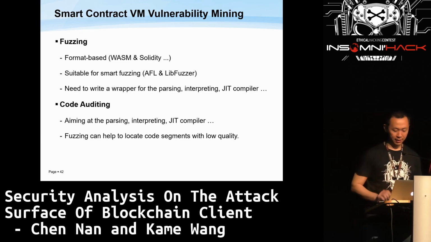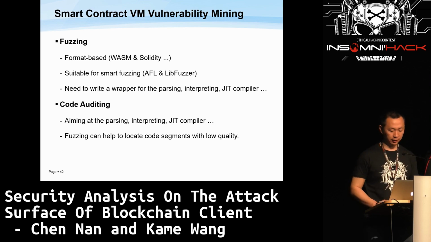Now have a look at how to do vulnerability mining on smart contract virtual machine. We can do further code auditing. The contracts which are developed and called in the blockchain network are all serialized data following a certain format. If we can write a wrapper for certain functionalities such as parsing and interpreting, then it is suitable to do format fuzzing. Of course, code auditing is also suitable in this situation.